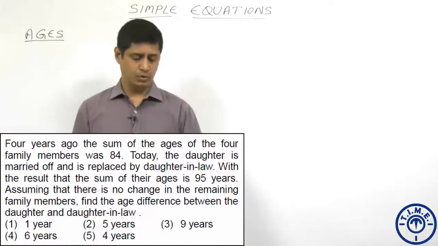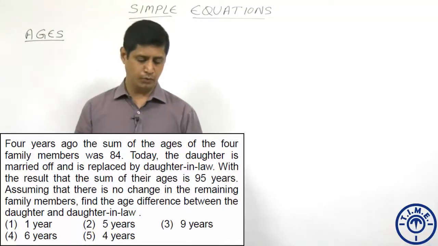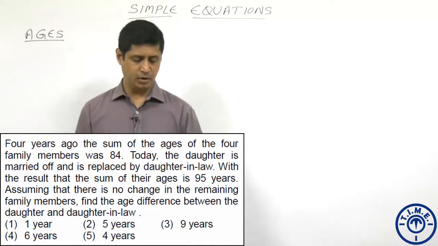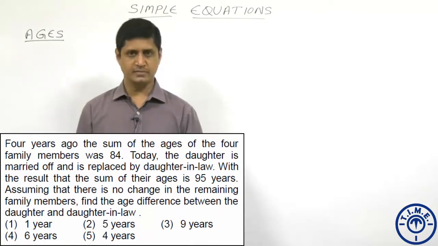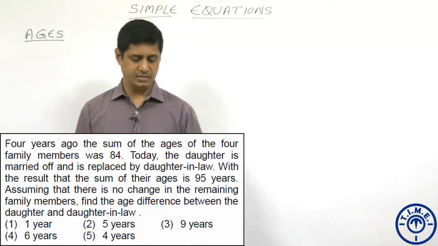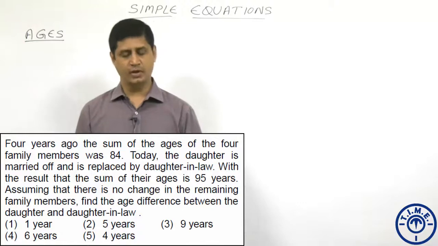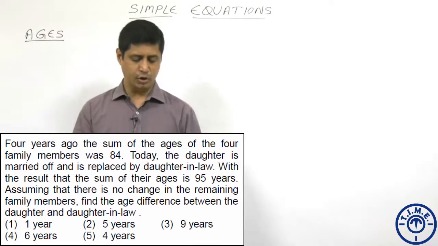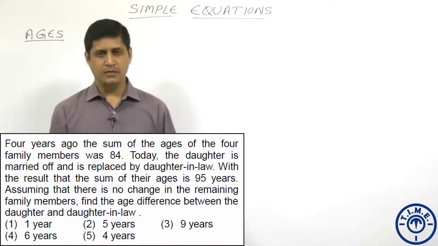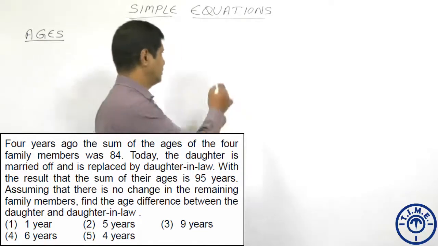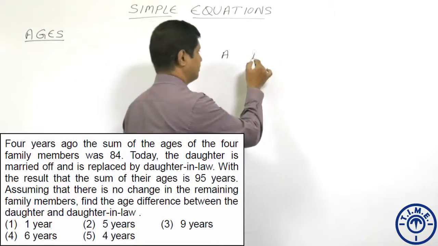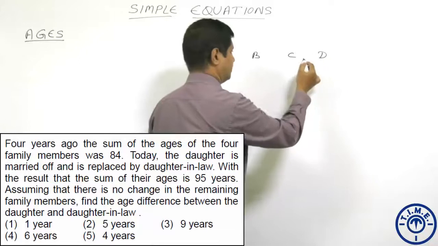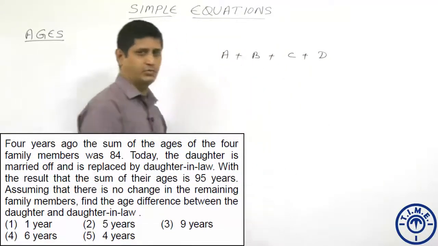4 years ago, the sum of the ages of 4 family members was 84. Today the daughter is married off and is replaced by a daughter-in-law, with the result that the sum of their ages is 95 years. Assuming that there is no change in the remaining family members, find the age difference between the daughter and the daughter-in-law. A family consists of 4 members. Now I am assuming the members as A, B, C and D. These are the present ages of these 4 members.